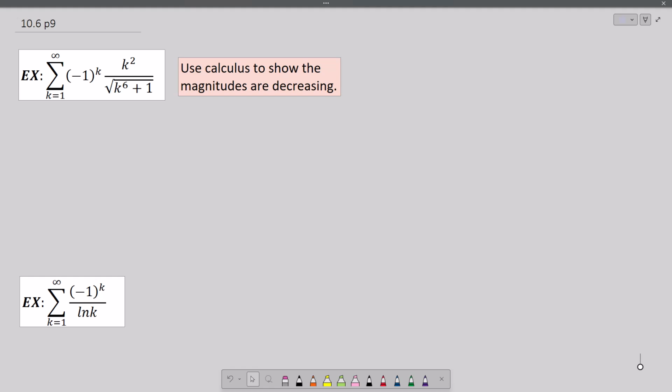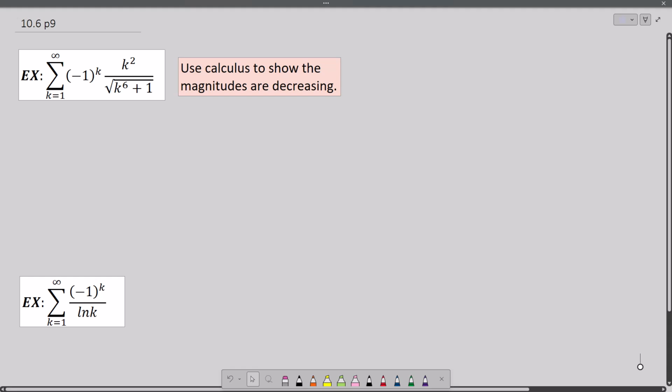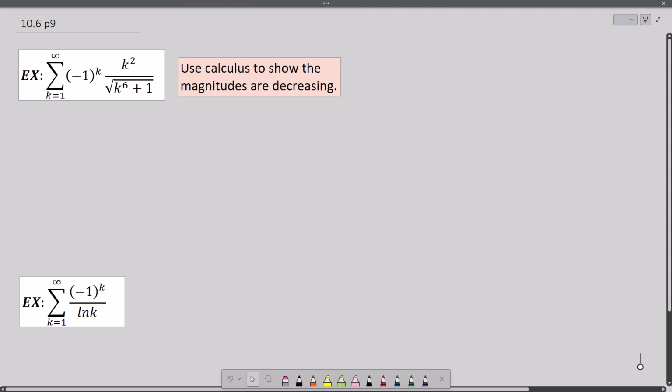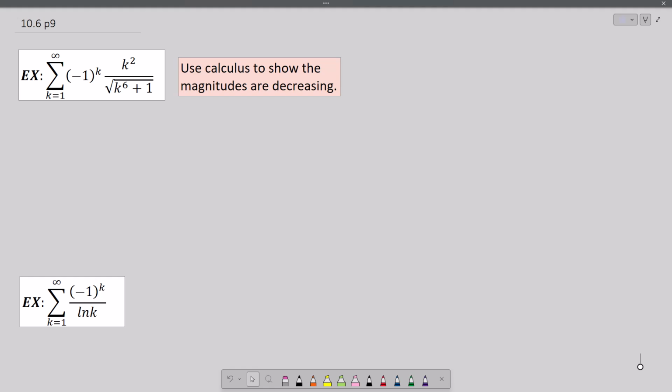There is a way using Calc 1 to show that a function or a sequence decreases, and what is that? The derivative, the first derivative test. If you take the derivative of a function and it's negative, the function's decreasing, right? The slope of the tangent line is negative, so that function must be decreasing. So if we can't get the inequality for a sub k plus 1 and a sub k to be easy, which it won't be here, you can try it if you don't believe me, we could use calculus and show that that function is decreasing.